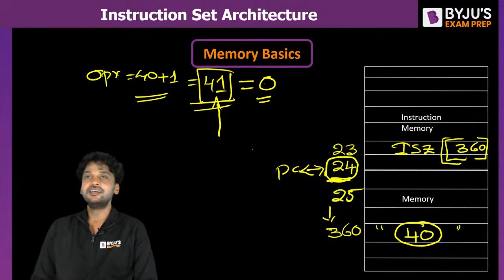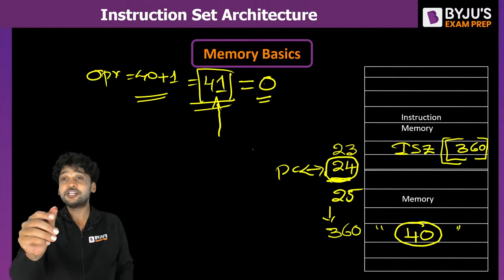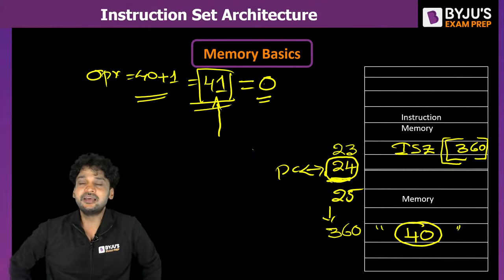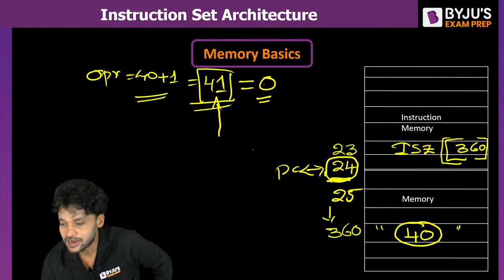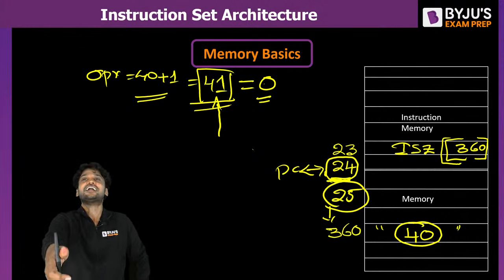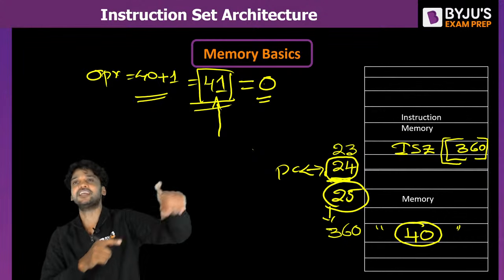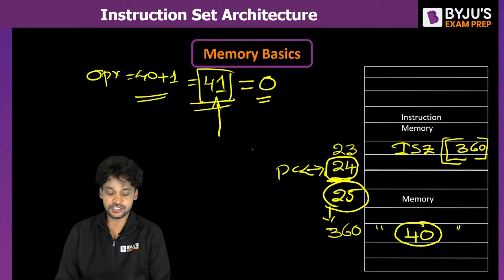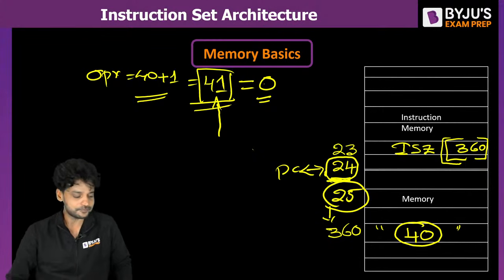That means it is also a conditional branch instruction. Did I make myself clear? What is a conditional branch? We are branching to the 25th instruction if the condition gets satisfied. What is the condition? If it becomes 0 right after incrementing. Yes or no? Making sense or not?